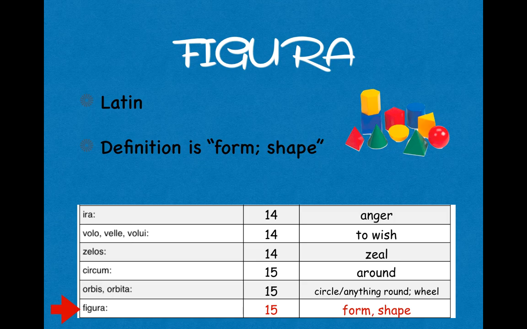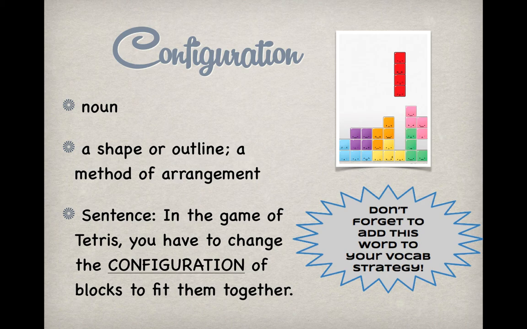There are two words we're going to learn that use this root. The first is configuration, another noun, a lot of nouns in this lesson, and it means a shape or outline, a method or arrangement. So in other words, in the game of Tetris, you have to change the configuration of blocks to fit them together. You have to change the way that they're arranged or the way that they're facing so that they can fit together.